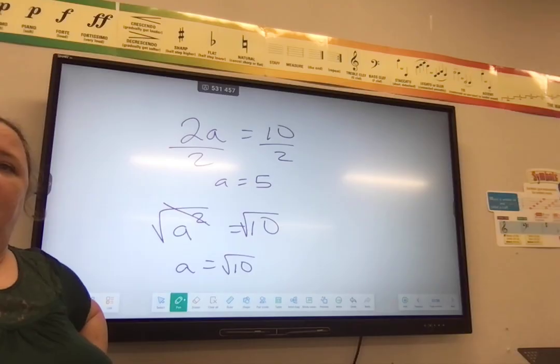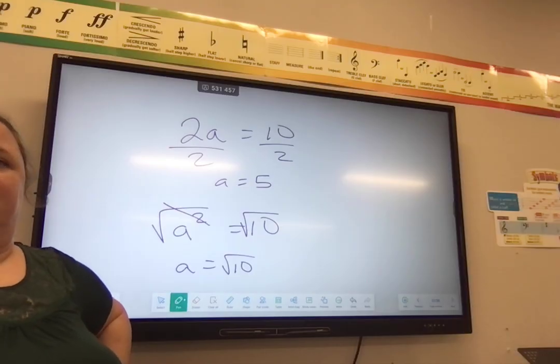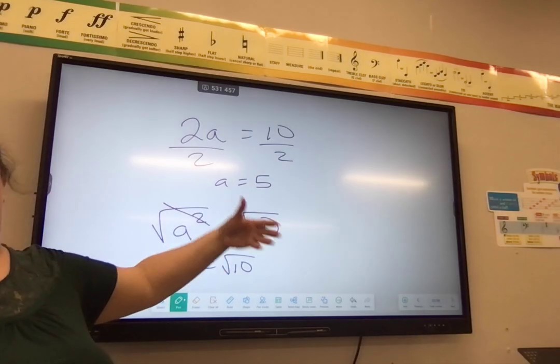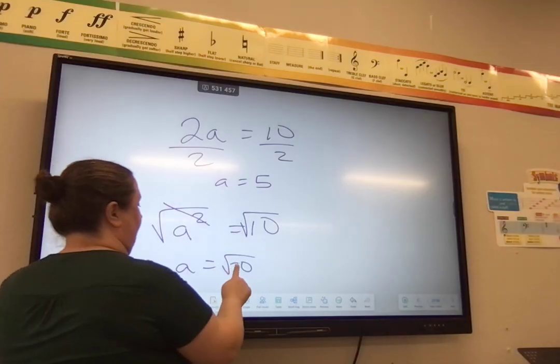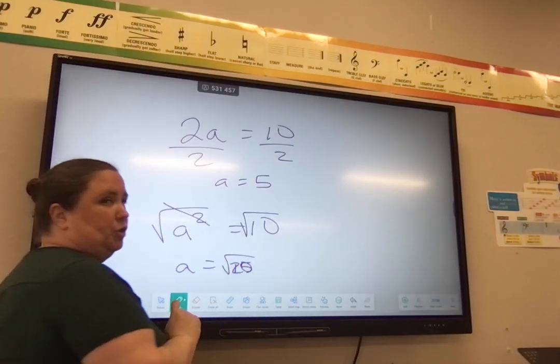And then is that your final answer? It can be, a lot of times. If this can be simplified, you would simplify it. So like if this was 25, the square root of 25 is 5.